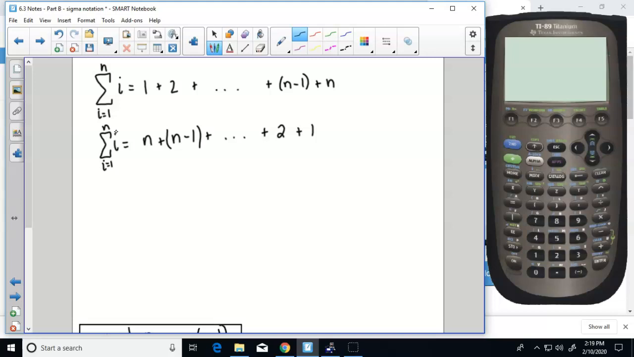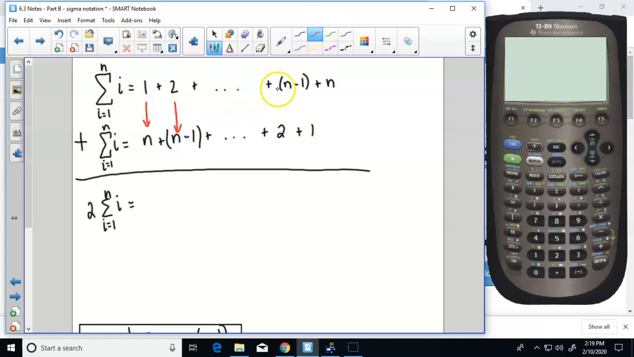Okay, and the reason I wrote it backwards is because what if I take these two expressions and I add them together? If I add the sum from 1 to n of i plus the sum from 1 to n of i, I would get 2 times the sum from 1 to n of i. And I could add each one of my terms here.